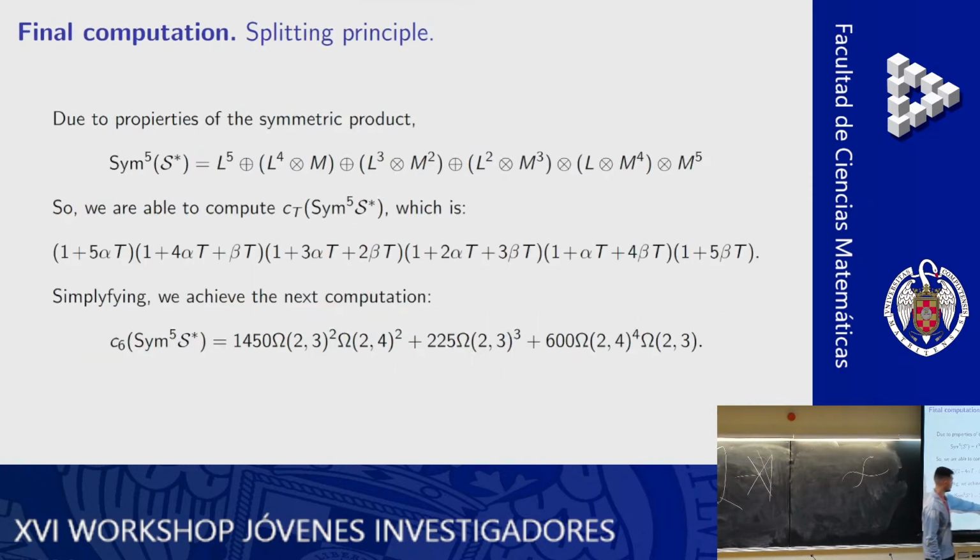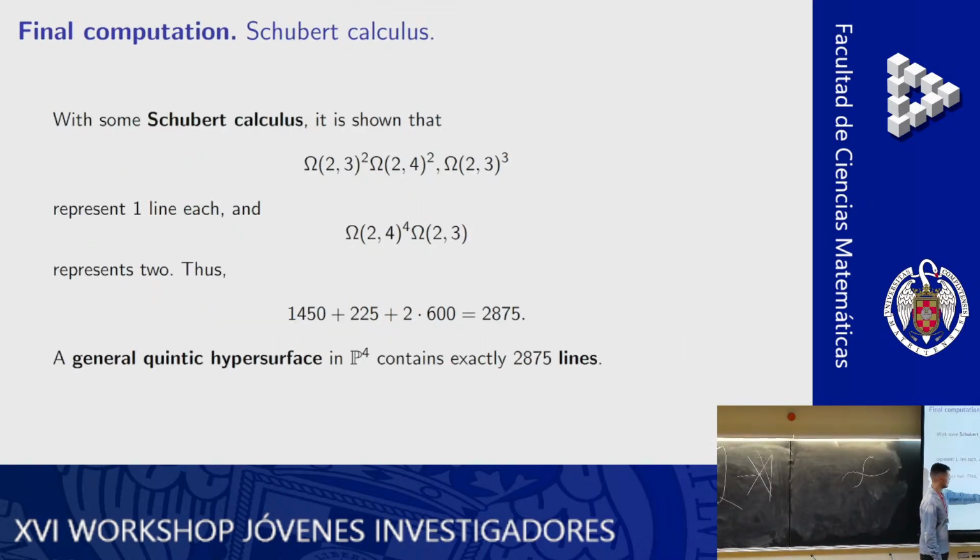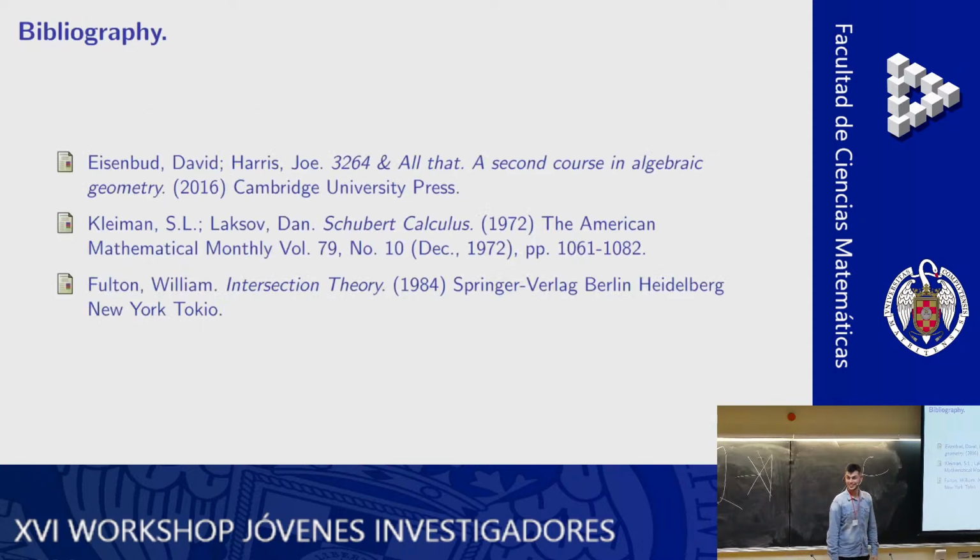So now we only have to do Schubert calculus here. This represents one line, this represents one line, and this represents 2 lines. So 1450 plus 225 plus 2 times 600, you get 2875. So that's the number of lines within a general quintic hypersurface of P4. So that's all. Thank you.